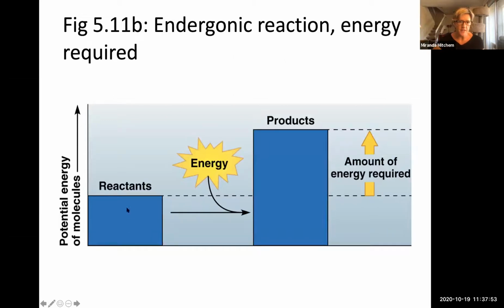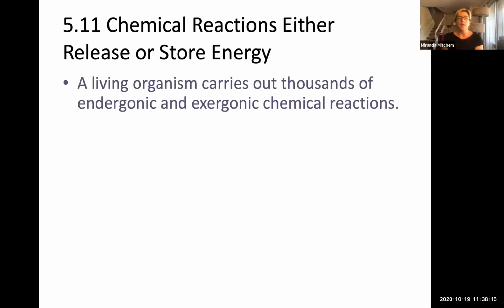So notice our reactants have lower energy than do the products in the endergonic reaction. And that difference in energy is what is needed. So the cell has to put in that energy in order for the reaction, the endergonic reaction, to run. Now, a living organism is undergoing metabolism, which is simply the sum of all of those chemical reactions. So it's literally thousands of different endergonic and exergonic reactions.